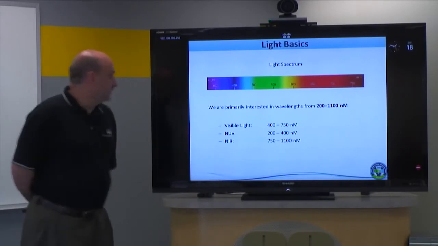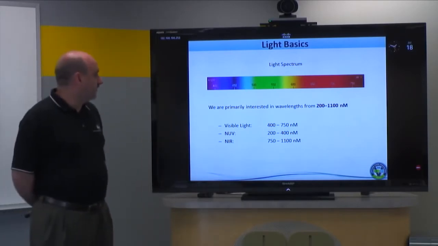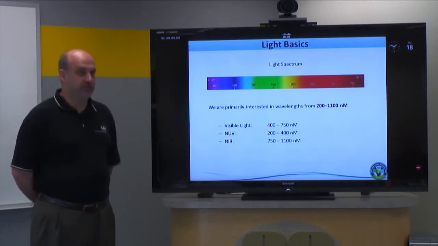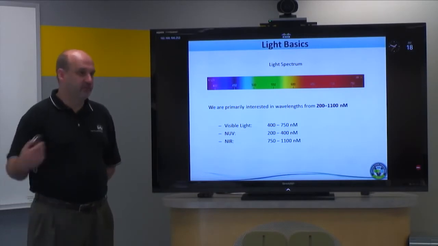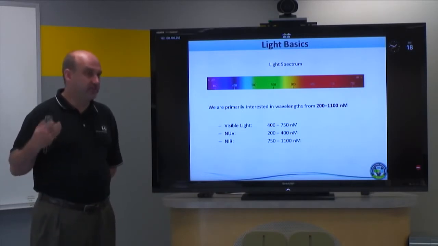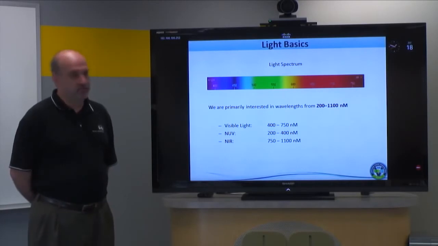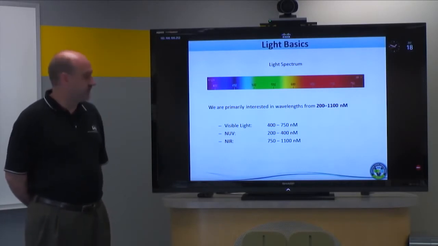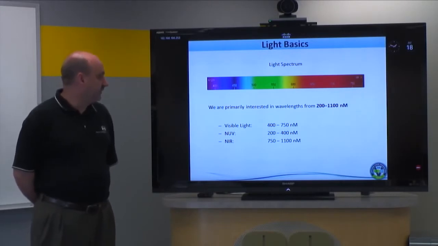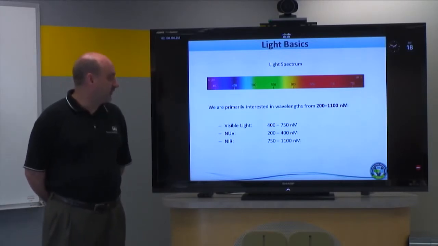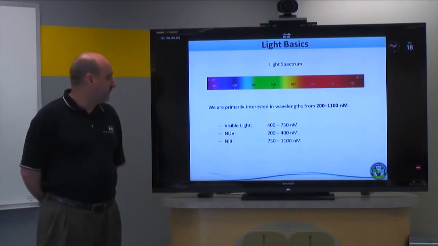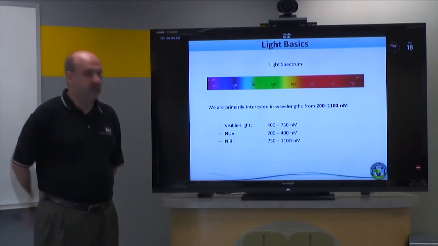We're primarily interested in wavelengths of light from 200 to 1100 nanometers, with the bulk of that being visible light from 400 to 750 nanometers. This is the energy that your eyes see as visible light and that most cameras focus on for imaging. But for machine vision, we also see applications in the near UV from 200 to 400 nanometers. And sometimes near infrared light is also used from 750 to 1000 or 1100 nanometers.